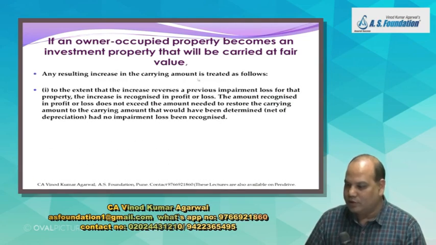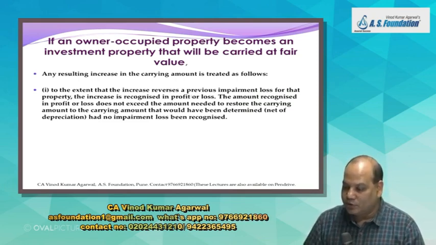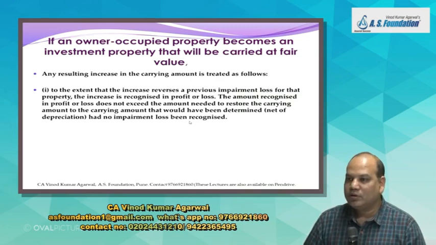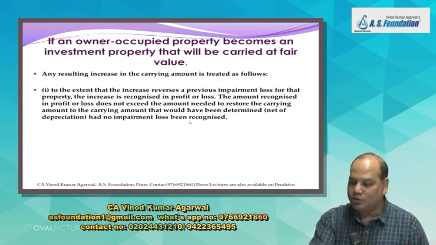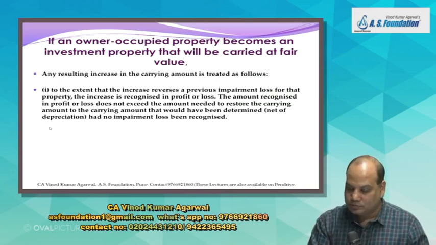What about the resulting increase in the carrying amount? To the extent that the increase reverses a previous impairment loss. Earlier, this same asset was revalued downward, and now there is a gain. It will first be used to reverse an impairment loss for that property. The increase is recognized in profit or loss. The amount recognized in P&L account does not exceed the amount needed to restore the carrying amount to the carrying amount that would have been determined had no impairment loss been recognized. So there is an upper limit on how much you can transfer to the profit and loss.